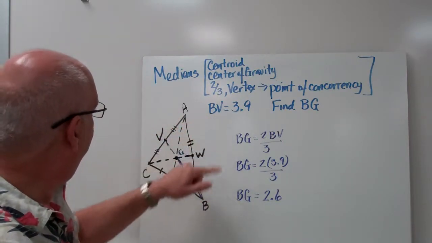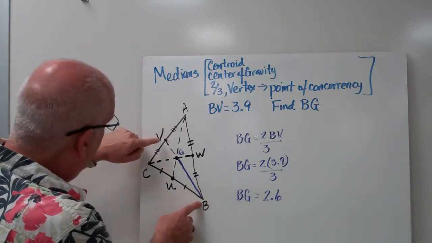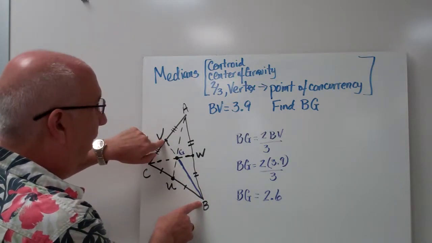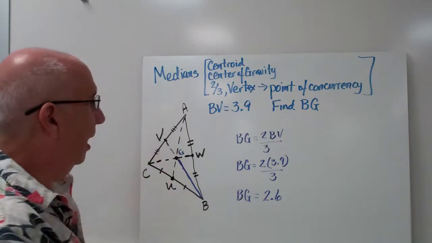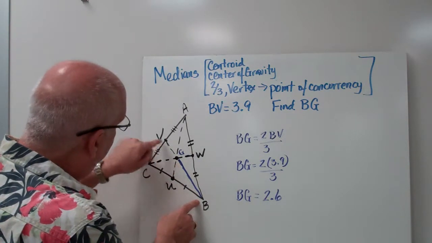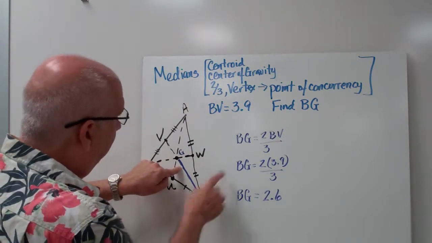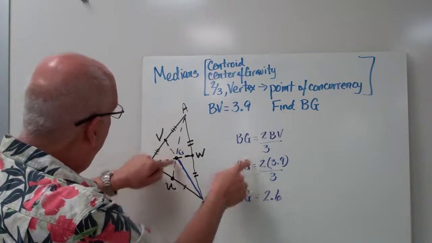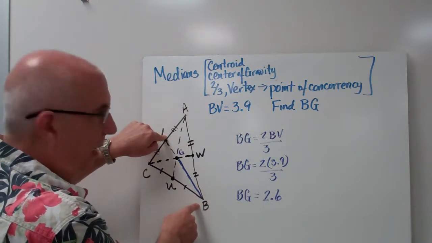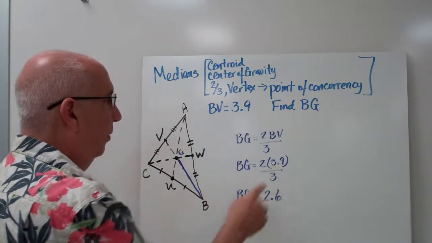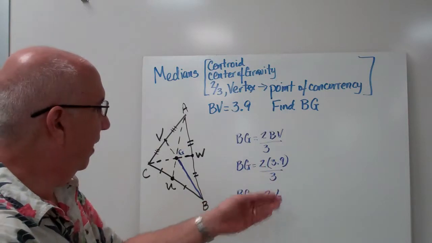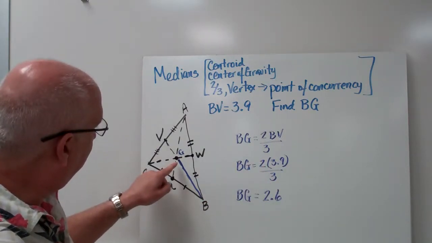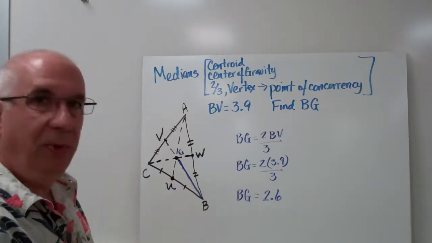So if BV, this whole median here, is 3.9, I want to find BG. Well, I know that this piece is 2/3 of the total. So this piece, BG, is equal to 2/3 of the total, BV. Substitute what I know for BV, multiply by 2, divide by 3, and I find out that segment BG is 2.6 units.